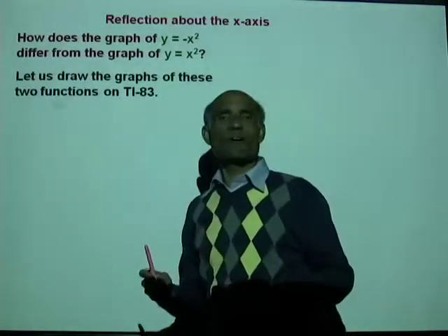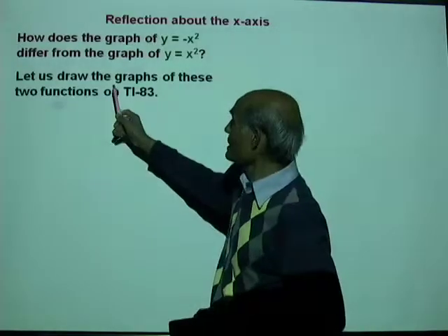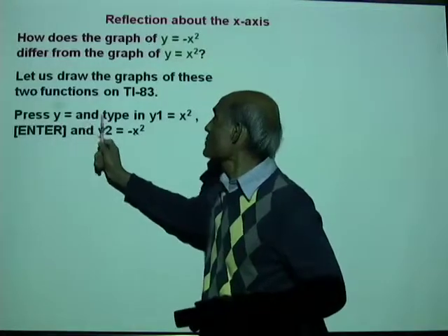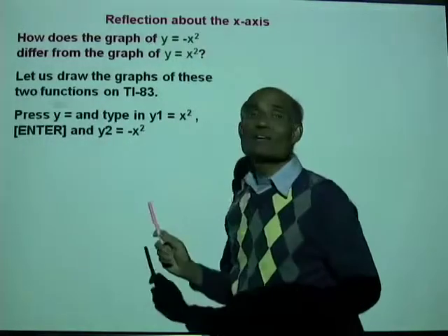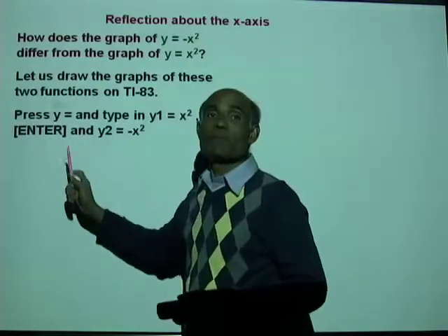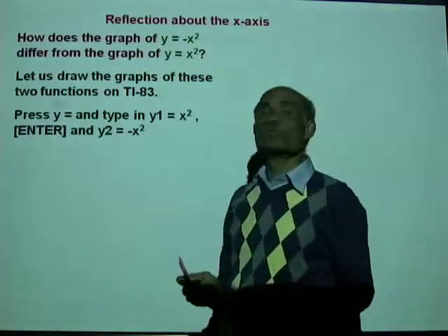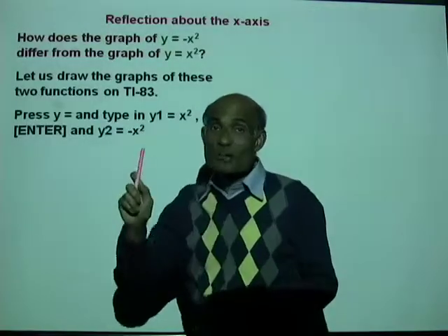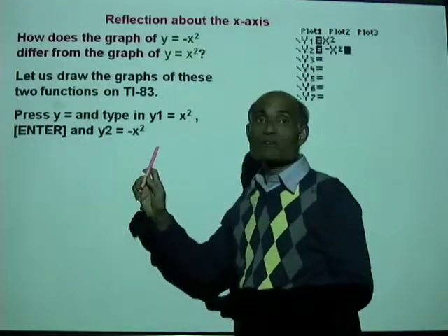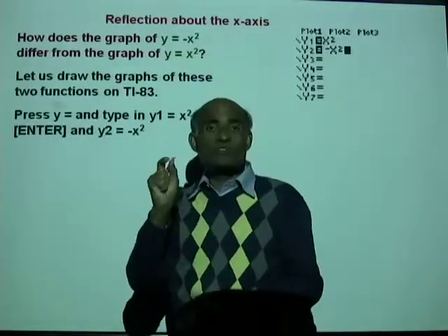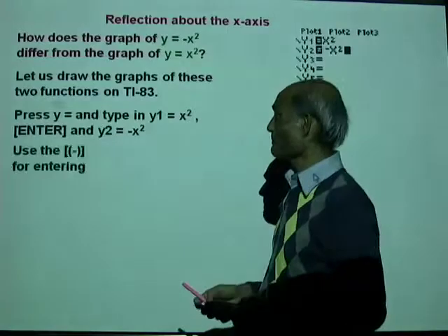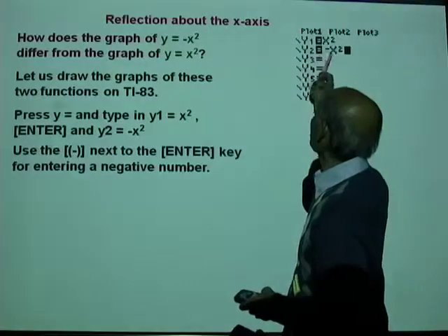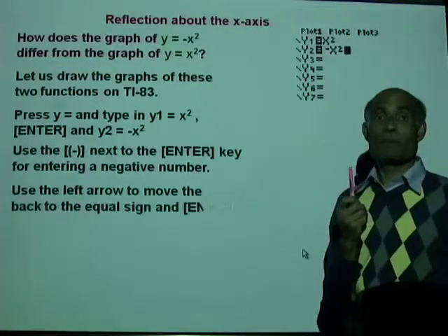Now, let's draw the graph of these on your calculator. All right, take your calculator and enter these two functions. Press y equal to and type in y1 equal to x squared, enter, and then y2 equal to negative x squared. Now remember, the negative sign here is not the same as the subtraction sign. The negative sign is the sign that is next to the enter on the calculator. So use the negative sign next to the enter on the calculator for that negative sign.